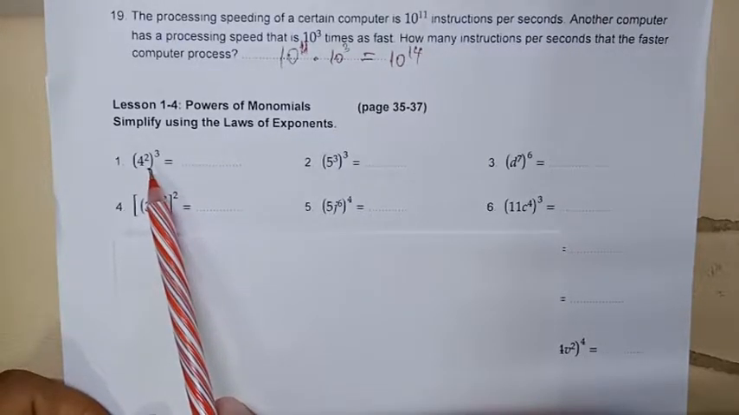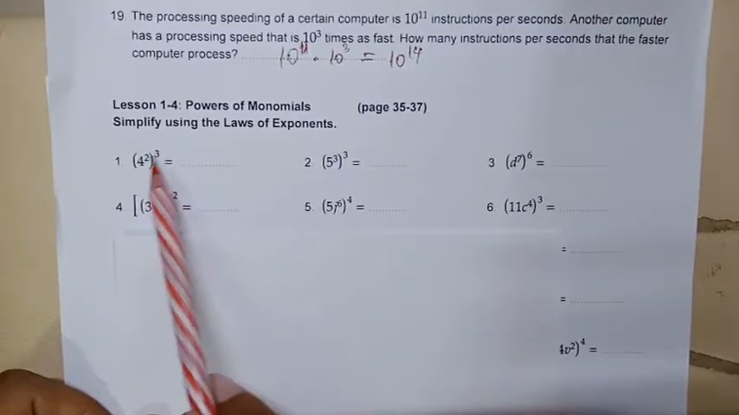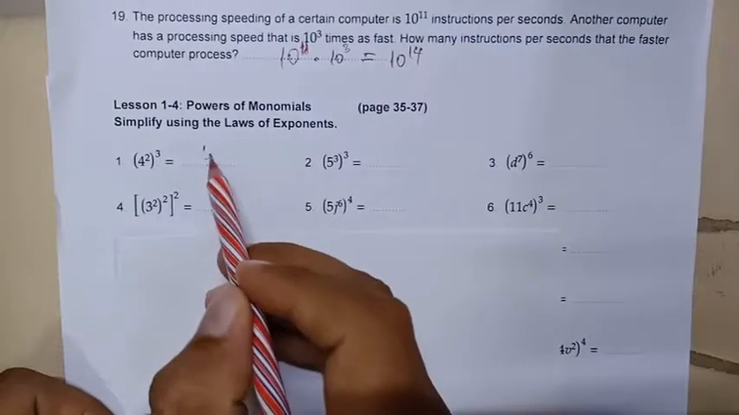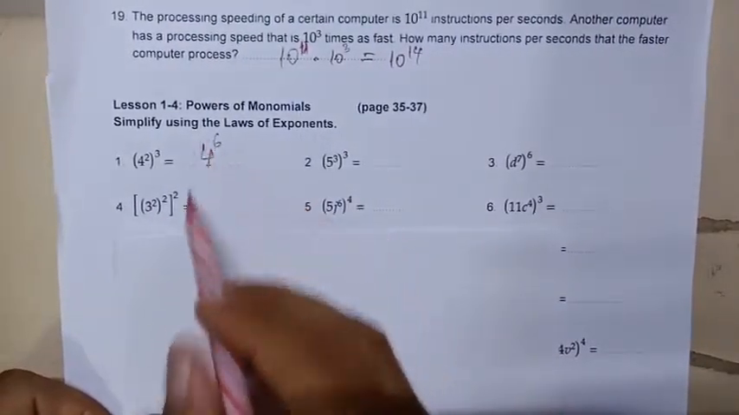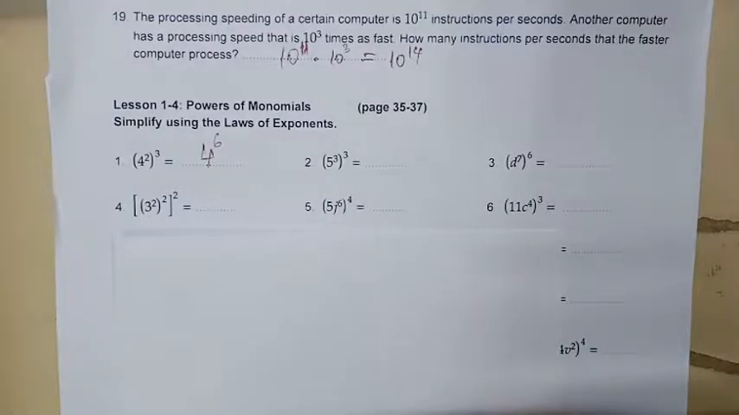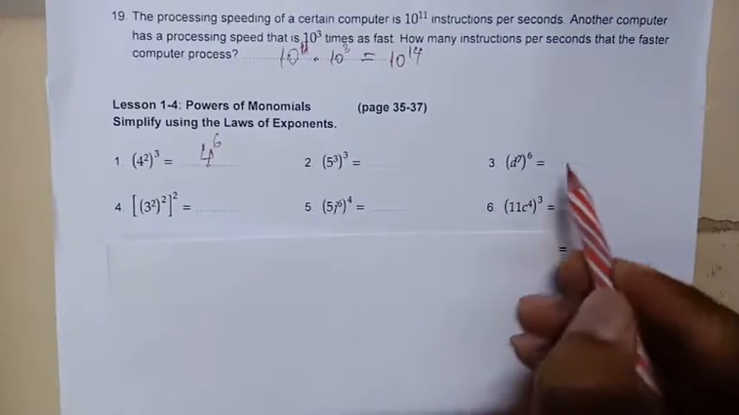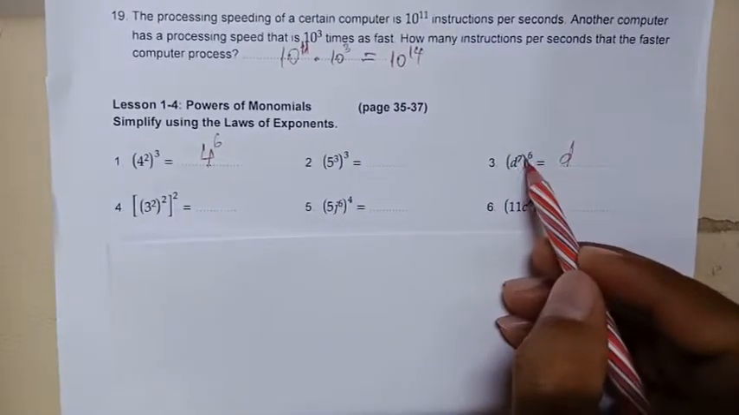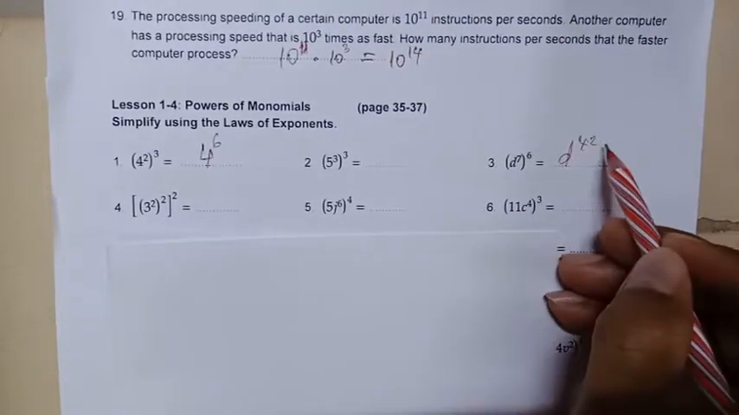4 to the power of 2 and the power of 3, they have a double exponent like this. You just multiply the exponents together. So in this case, you will have 4 raised to 6, since 2 times 3 is equal to 6. I will skip number 2, I will do number 3. So the exponents multiply together, d raised to 42.